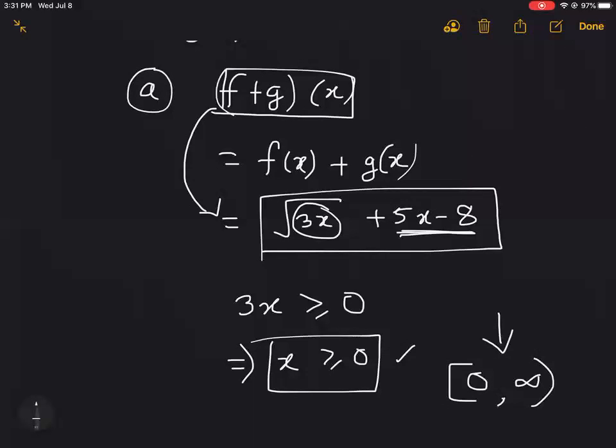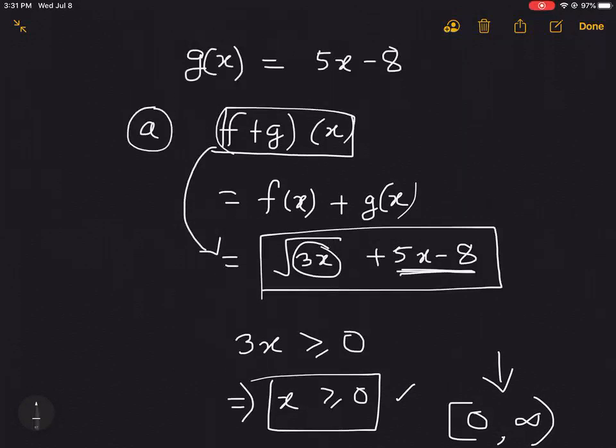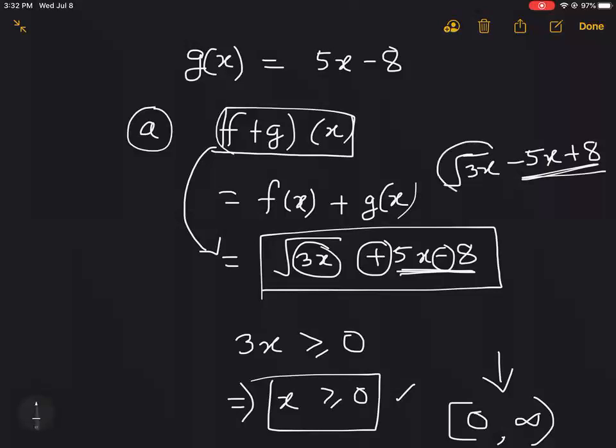Okay, so next, it says f minus g. Again, the idea is the same. F minus g will just change signs here. That's it. And obviously the domain will still be the same, okay? Because the square root of 3x minus 5x plus 8 is still the same case. For this one, all real numbers will be your domain. And for this one, x greater or equal 0 will be your domain, okay? So that should be your f minus g of x.